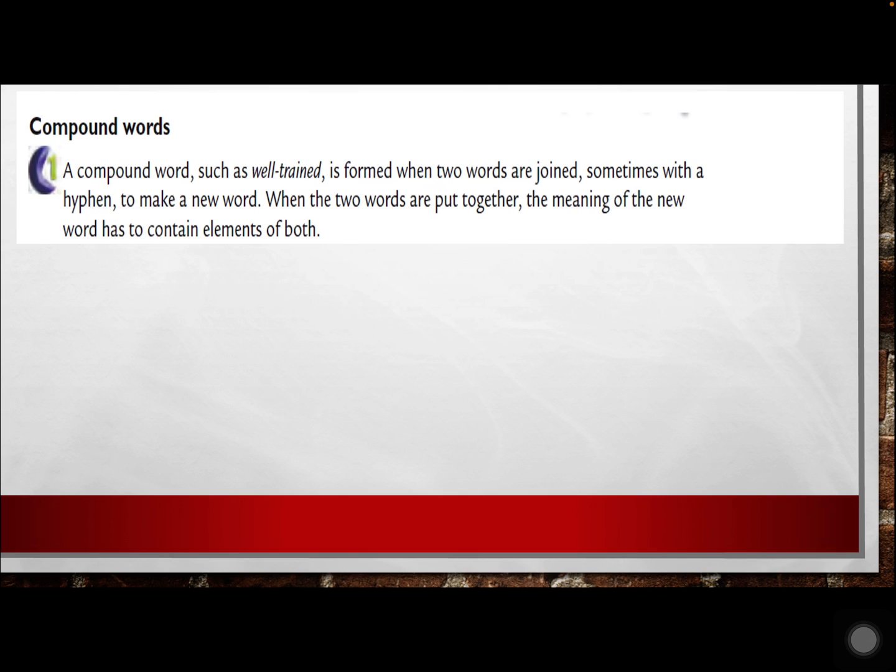Now, the second part of the lesson is compound words, and a compound word such as well-trained is formed by two words joined together, sometimes with a hyphen, and a hyphen is the small dash we have, to make a new word. So when the two words are put together, the meaning of the new word has to contain elements of both.